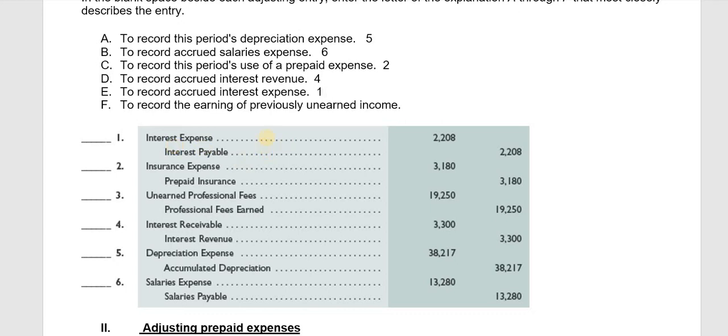And lastly, to record earning of previously unearned income. So we're going to move income from unearned to earned. Here we go. Debit unearned professional fees, credit professional fees earned. Number 3. Okay, just some examples here.